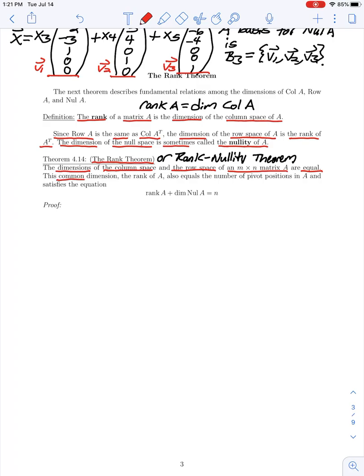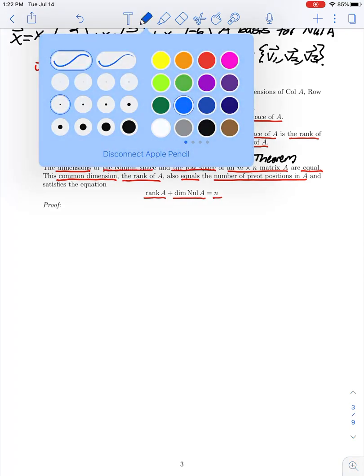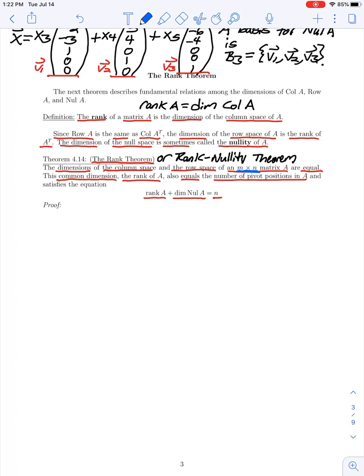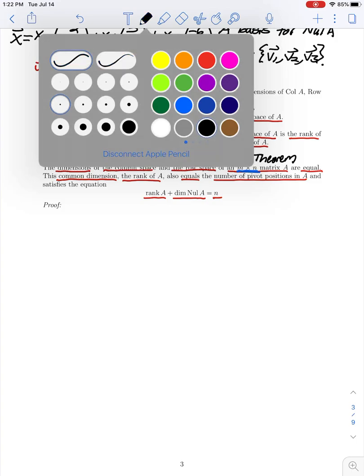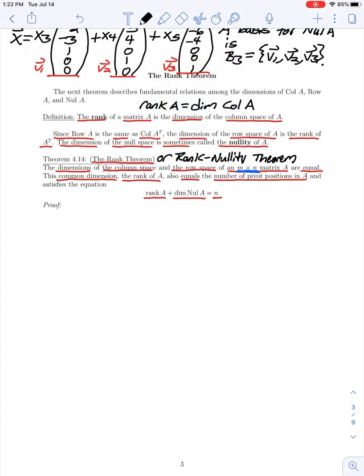So this common dimension, which we refer to as the rank of A, is equal to the number of pivot positions in the matrix A, and satisfies the following equation. The rank of a matrix A plus its nullity, that is the dimension of the null space of that matrix, is equal to n, the number of columns in our matrix. Recall this was an m by n matrix. So the sum of the rank and the nullity has to equal the number of columns of our matrix. So let's see if we can justify this result.